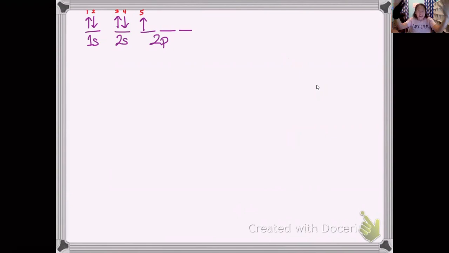But if I were to draw the next electron, where would electron 6 go? Remember, you have to follow Hund's rule. Everybody needs their own bedroom before you double up. Everyone needs their own orbital before you double up. So electron 6 would go here, then electron 7 would go here. Then where does electron 8 go?